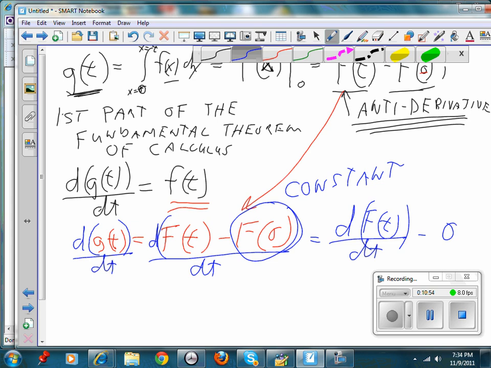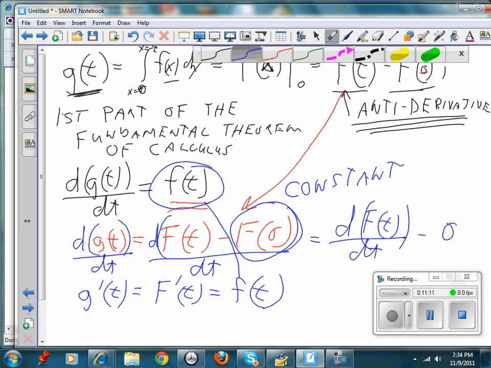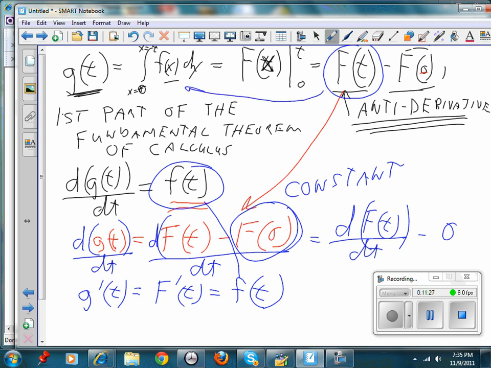Okay, so let's change the notation. G prime of t is equal to F prime of t, right? The derivative of that. And that's equal to what? Well, the fundamental theorem says that's f of t. That's f of t, okay? So what is the antiderivative? The antiderivative is something that if I take the derivative of it, I get back to where I started, and that's what this says. If I take a derivative of an antiderivative, I get back to the original function.